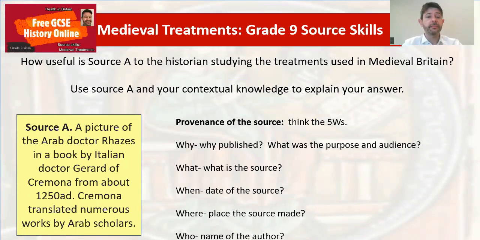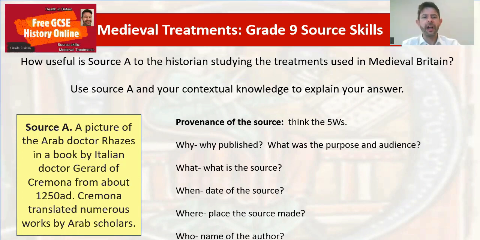Okay, so it says it's a picture of the Arab Dr. Razi's in a book by an Italian Dr. Gerardo Cremona from about 1250 AD. Cremona translated numerous works by Arab scholars. So I suppose there's not a lot there, but I should know something about Razi's because I should have revised my Arab medicine.